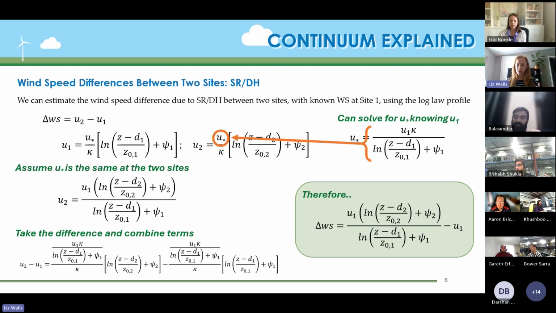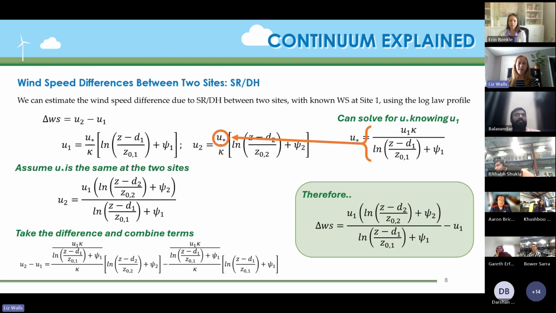So with that in mind, we can rearrange this first equation and express the friction velocity in terms of the wind speed at site 1, as well as the displacement height and roughness at that site. Next, for some simplifying assumptions. In this model, in Continuum, we are assuming that the friction velocity is approximately the same at the two sites. So it's in the same general area, the same project area. The stress on the surface is going to be about the same at the two sites. So that's one of the simplifying assumptions in this model, is that the friction velocity is the same.